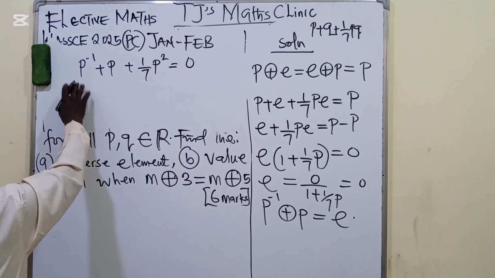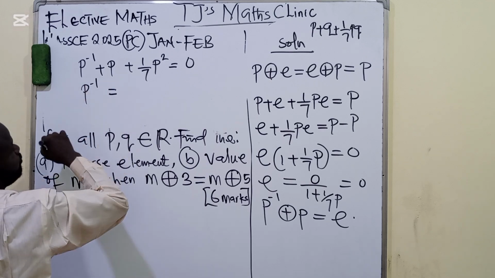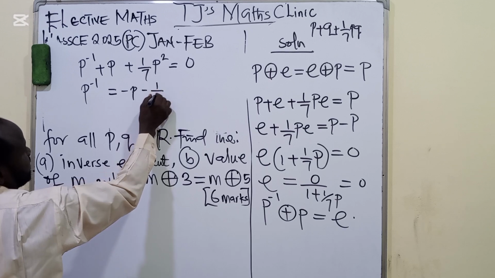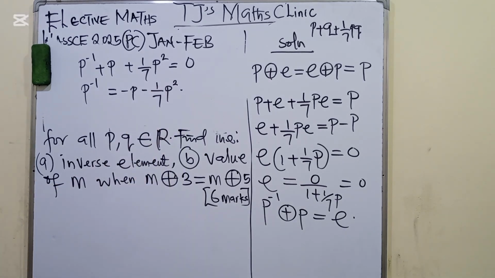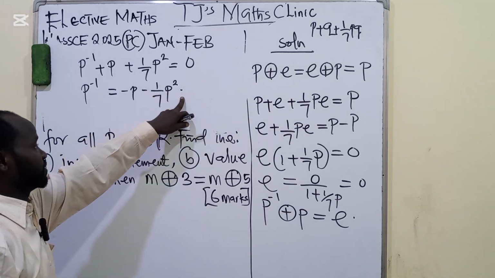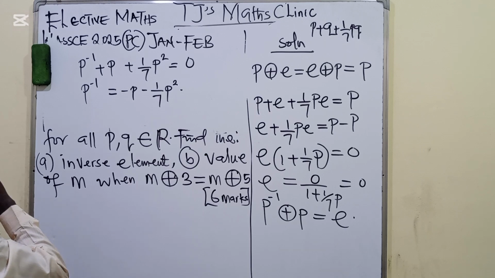So we find the inverse of P now. P inverse will be equal to minus P minus 1 divided by 7P squared. So this will be the P inverse, minus P minus 1 divided by 7P squared. So this will be the solution to A.